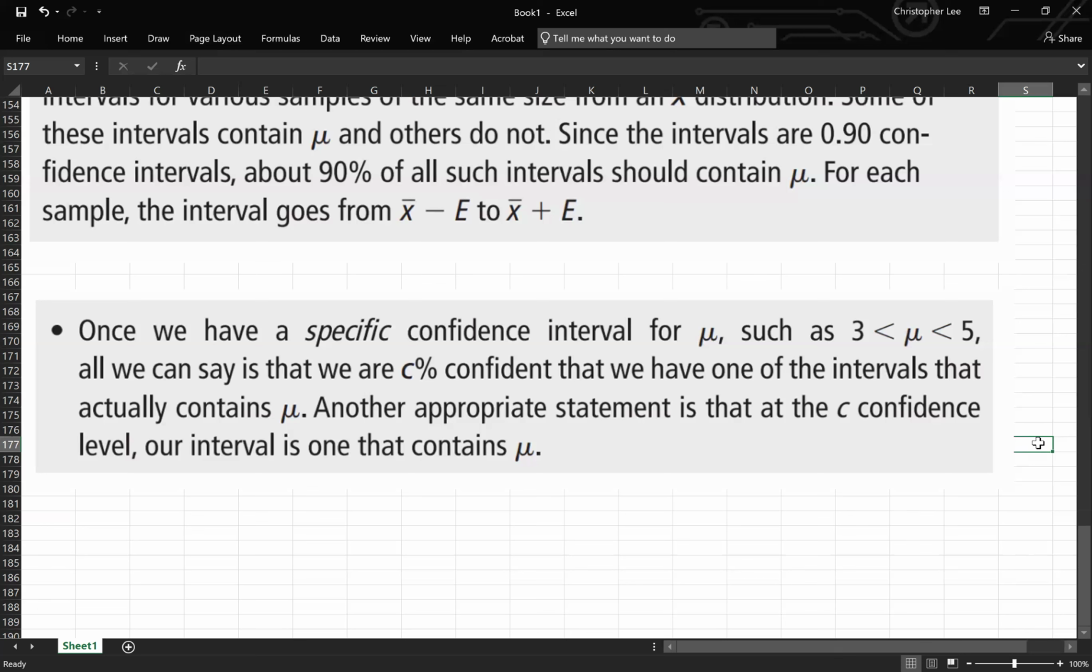Should I put sigma over square root of n in parentheses? If you want to, up to you. So just to clarify, margin of error E equals Z critical times sigma over the square root of n. And when you say square root of n, you don't mean 5 times 5, you mean 2.5, correct?